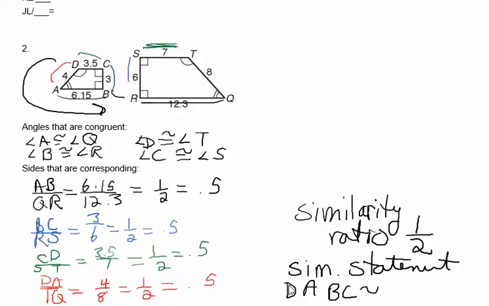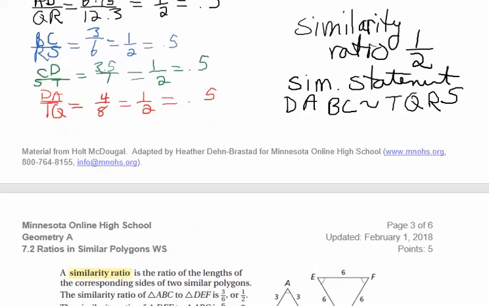And now that would go T, and then we'd go to Q, because D has the 1 mark and T has the 1 mark. And then next we went to A, which has 2, and Q has 2. So that'd be similar to T, Q, and then keep going around the circle, R, S. And that's the similarity statement.